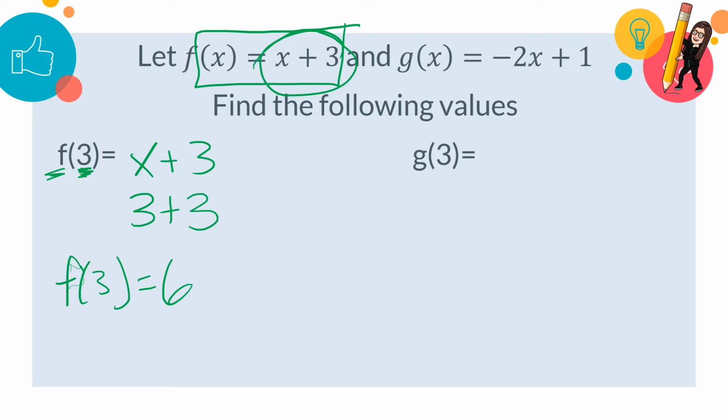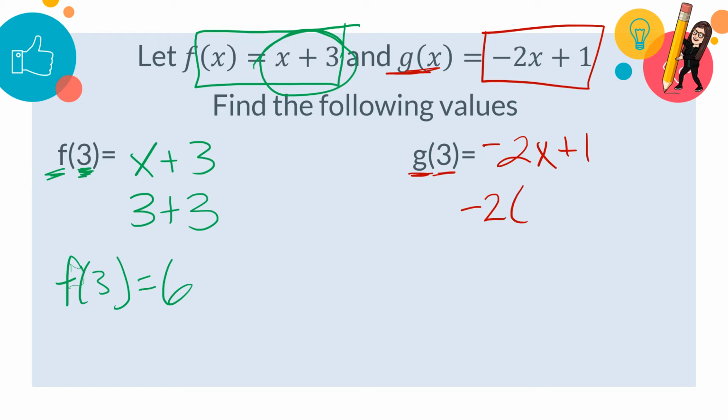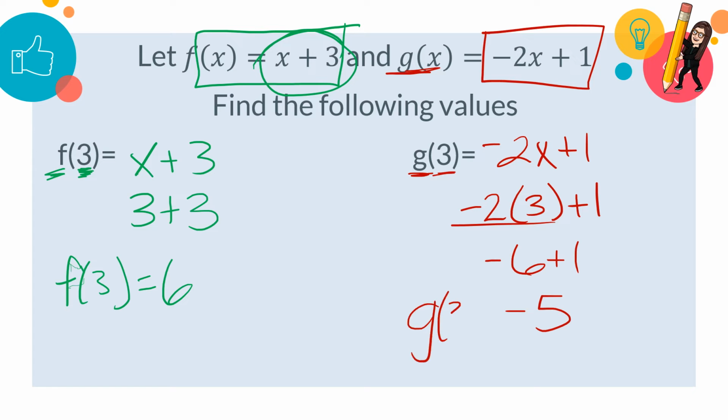Let's go again. This one says g of 3. Oh, it's a different rule. We're saying use the g rule. Okay, the g rule says -2x plus 1. So instead of x, we're going to plug in a 3. And then we're going to calculate. Multiply first, then add. G of 3 equals -5.